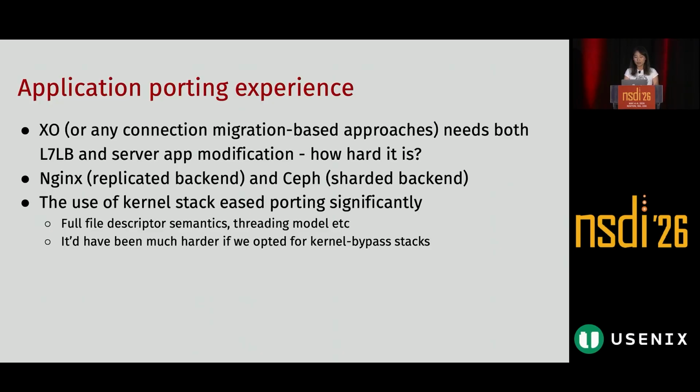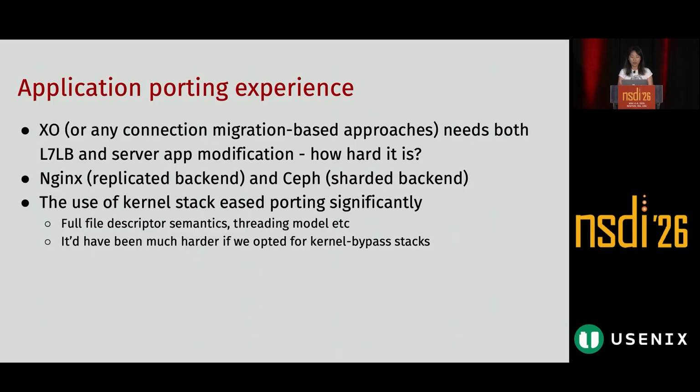Nginx is a reverse proxy with replicated backend, and Ceph is a distributed object storage system with partitioned backend servers. We show more details in the paper, but one thing we'd like to mention is that the use of the kernel network stack makes this application porting much easier.